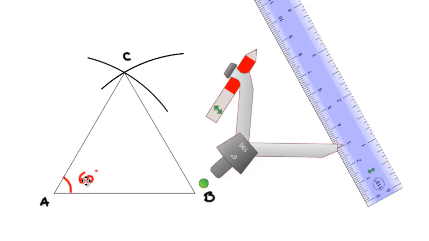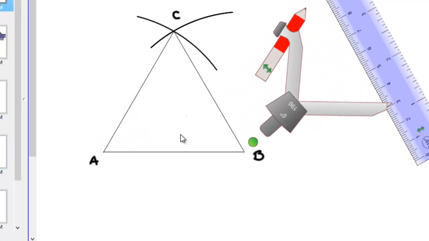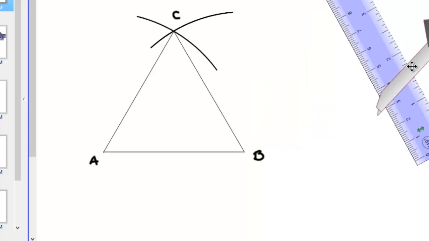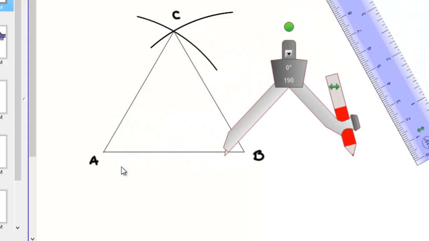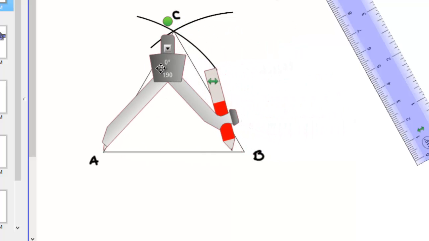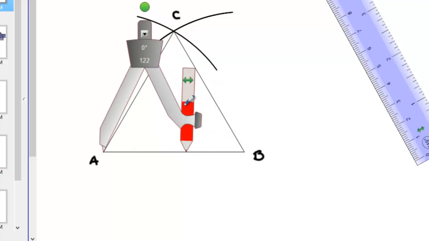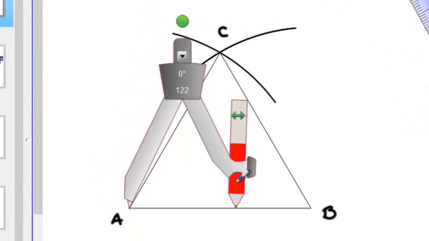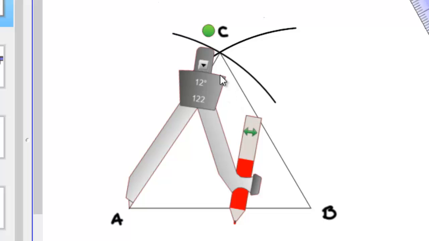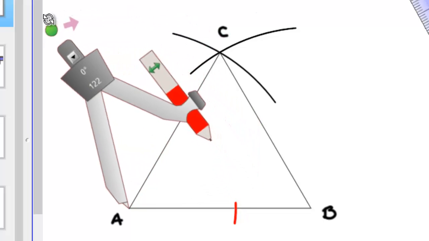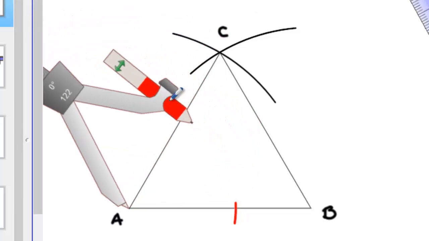Now I don't need this 60 degree, you know that this is 60 degrees, so I'll erase it to free some space. And now I can use a compass. How to bisect the angle? As you know, if I have AB and AC, I need to open the compass with a distance less than the distance of AB or AC. So I can start to do a small arc here, and from the other side with the same opening another small arc.